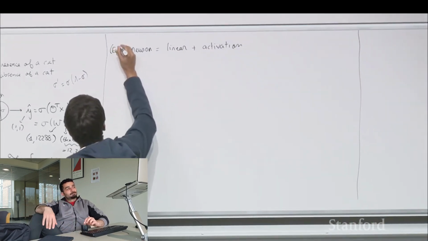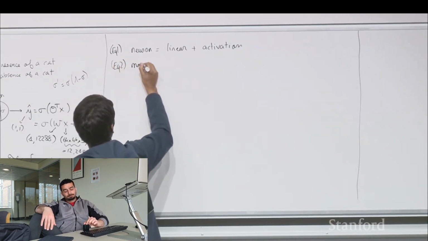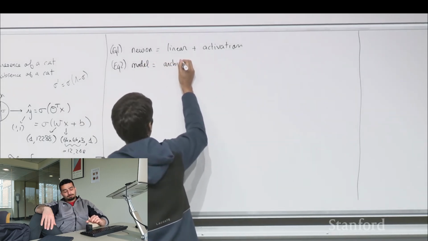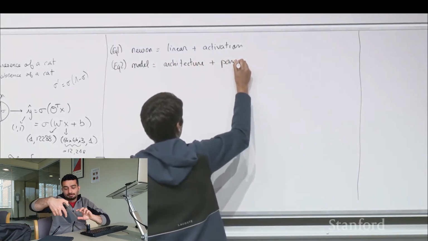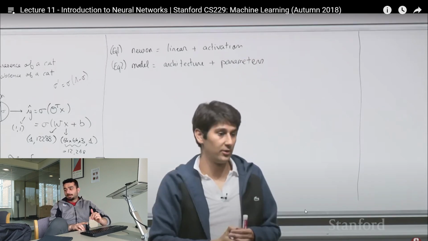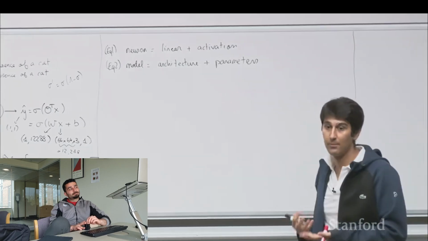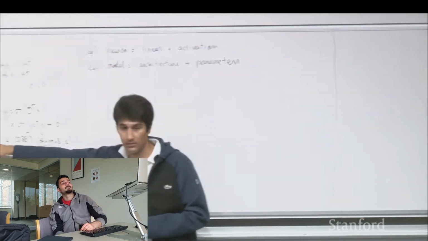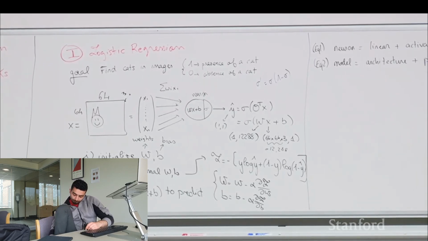Not too hard. The second equation that I want to set now is the model equals architecture plus parameters. What does that mean? It means neuron means a linear and then sigmoid on it, activation. Model means architecture plus parameters. Architecture is linear, for example, or sigma. The neuron, right, is architecture. Parameters are the W and B. We're trying to train a logistic regression. In order to be able to use it, we need an architecture, which is the following, a one neuron network, and the parameters, W and B.